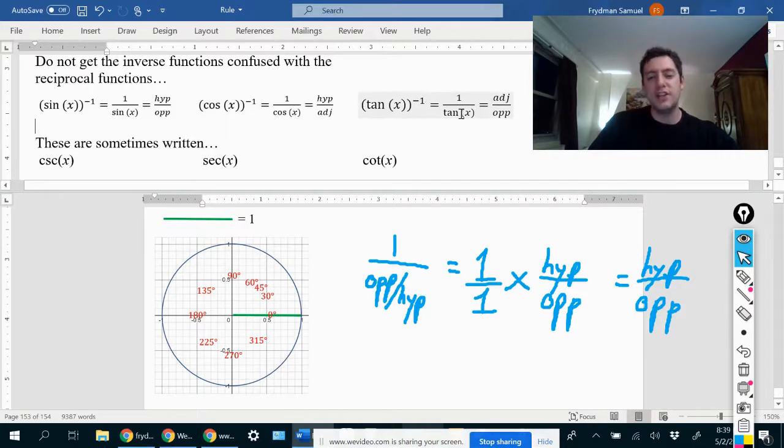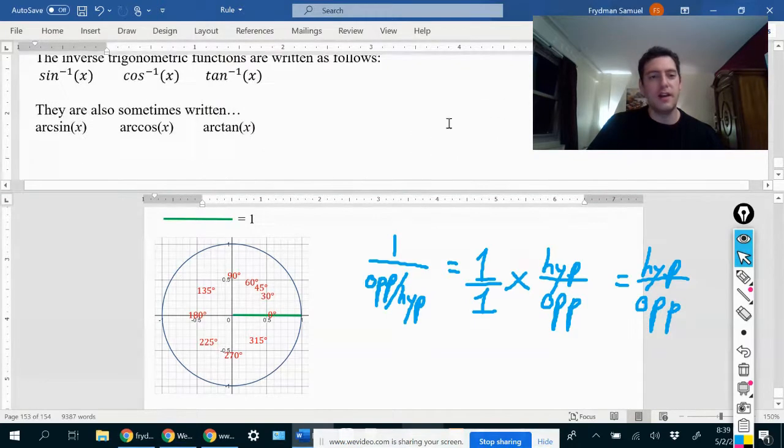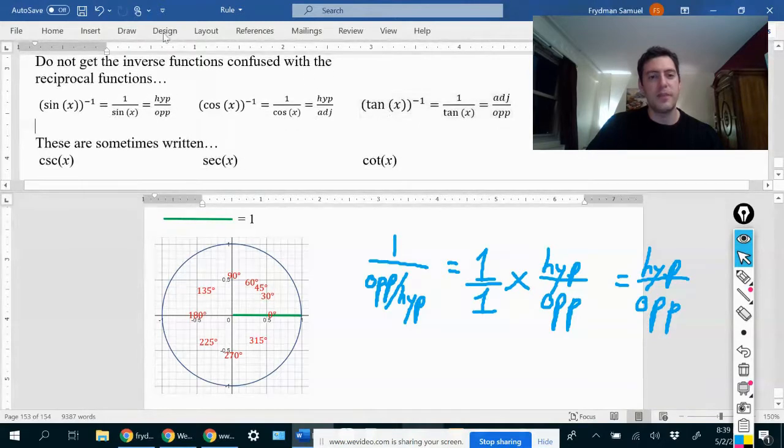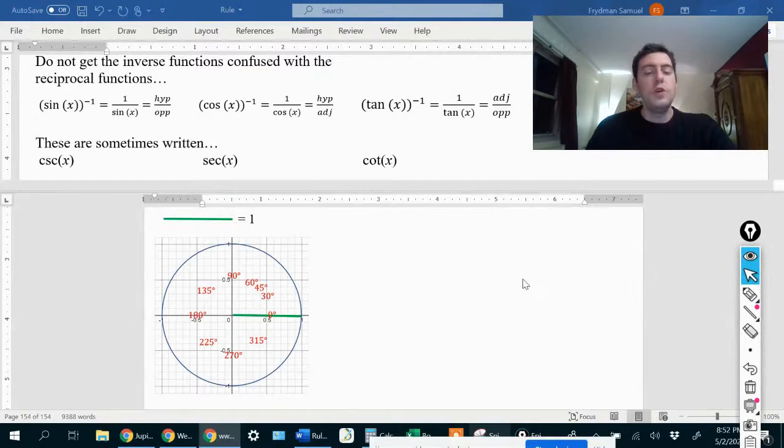1 over tangent, that kind of makes sense. That's cotangent. Okay, so these are the same as these. And again, these are the same as these, but these are not the same as these. So that's just a little bit of notation. We still haven't talked about what an inverse function actually is. So let's do that next.